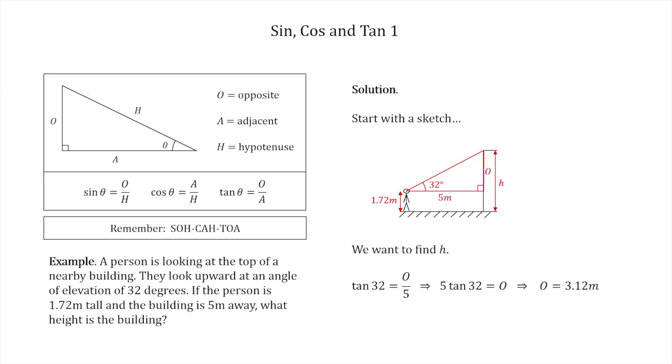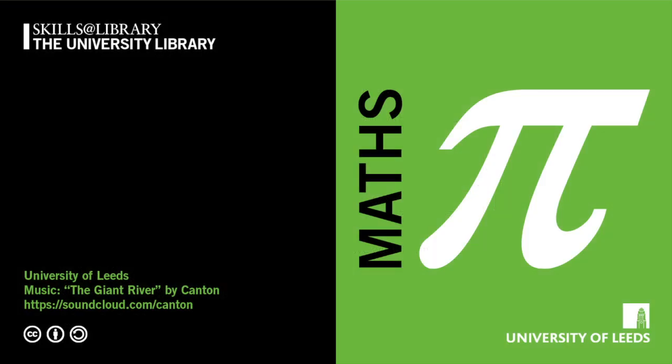So O is 3.12, but we're not quite finished yet, because we want to find h, the height of the building, so we know it's 3.12 plus the person's height, 1.72. And that is equal to 4.84 meters. So using one of these trigonometric functions, we have been able to solve this real-world problem.